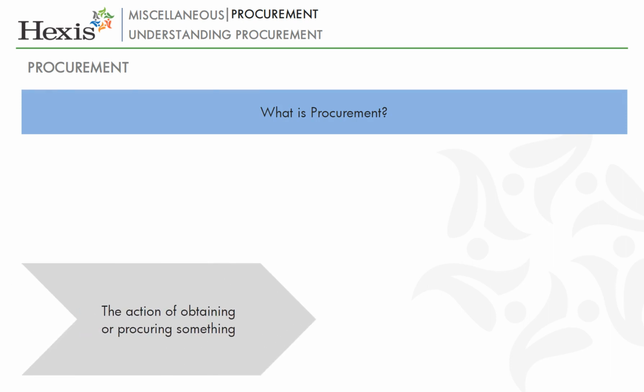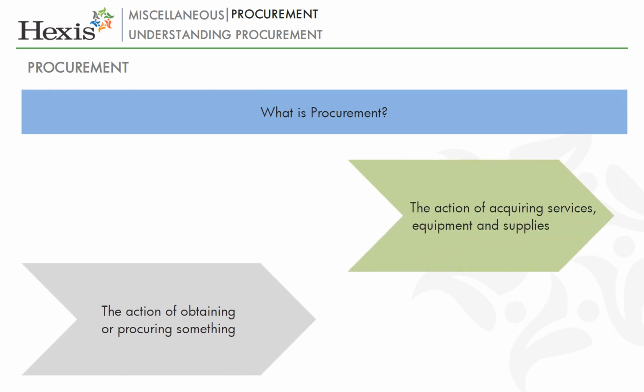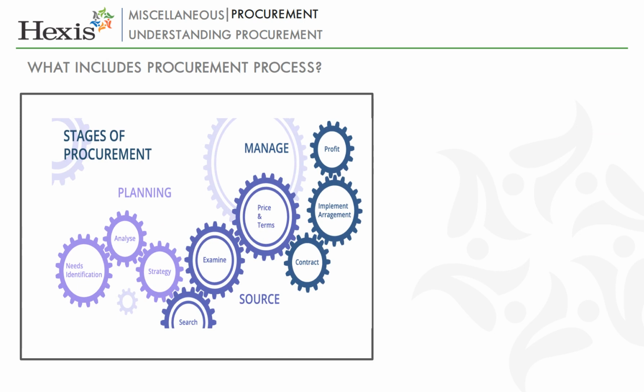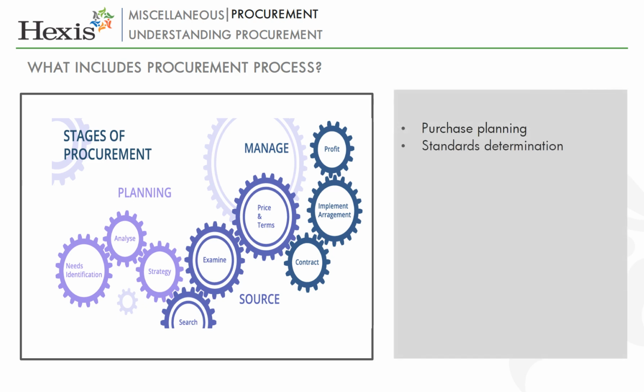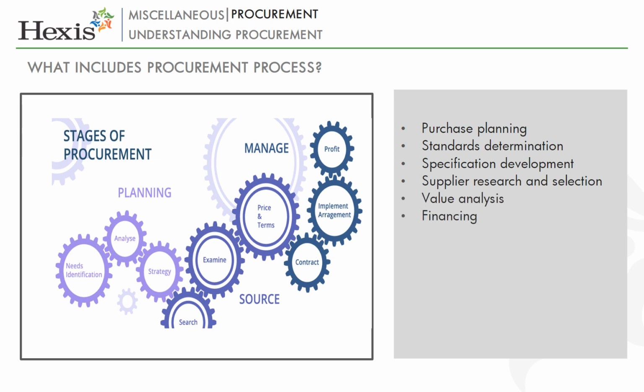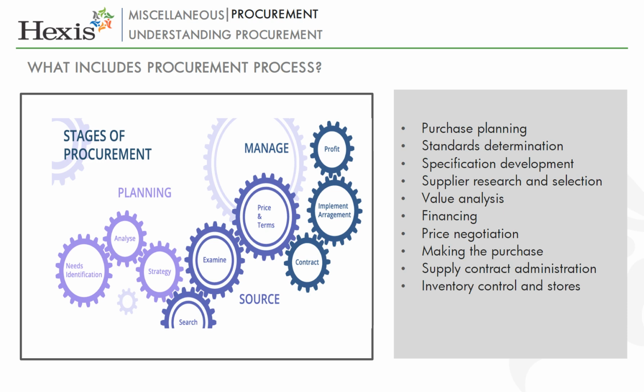Procurement is the action of obtaining or procuring something, or it is the action or occupation of acquiring services, equipment, and supplies. The procurement process involves preparation and processing of a demand as well as the end receipt and approval of payment. It often involves purchase planning, standards determination, specification development, supply research and selection, value analysis, financing, price negotiation, making the purchase, supply contract administration, inventory control and stores, disposals, and other related functions.